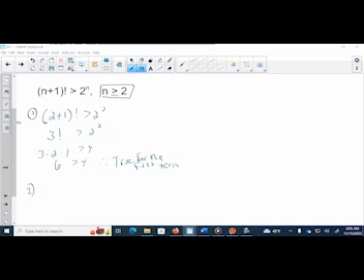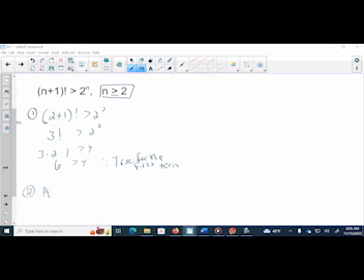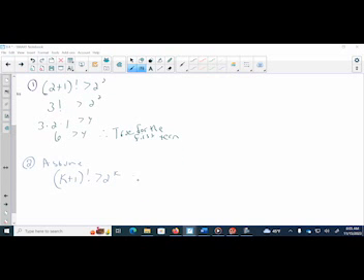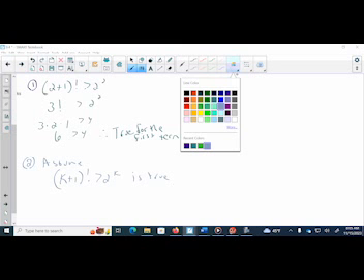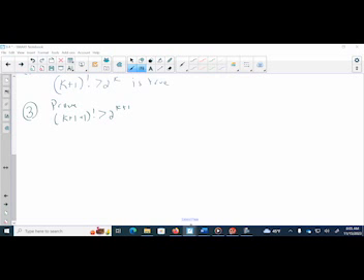Next, I'm going to assume that k plus 1 factorial is greater than 2 to the k. Again, just substituting in k for the n and making the assumption that it is true. Then the last thing I'm going to do, just like before, is prove it true for the k plus 1 term. When I put in k plus 1, I get k plus 1 plus 1 factorial is greater than 2 to the k plus 1. So I'm going to have k plus 2 factorial is greater than 2 to the k plus 1.